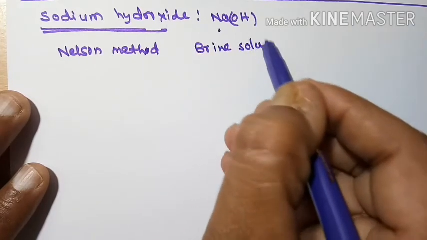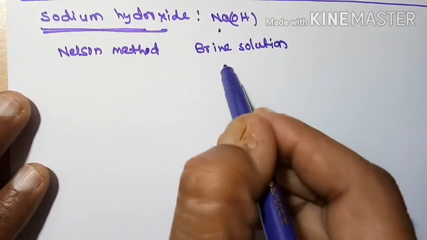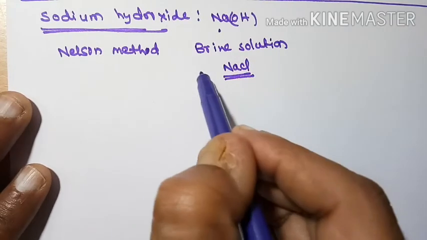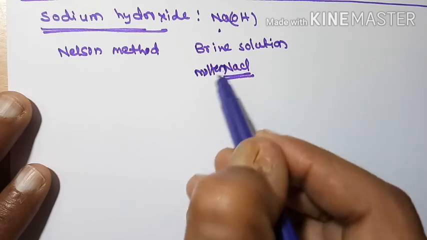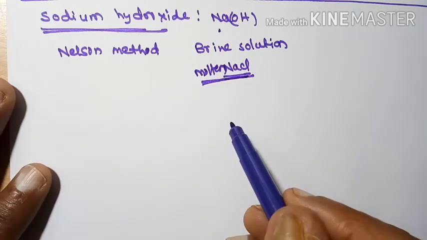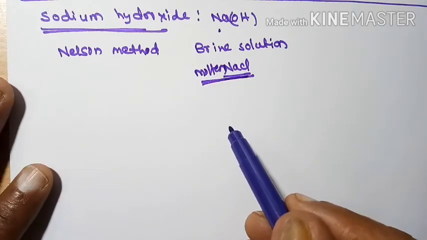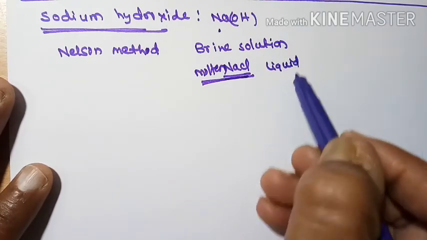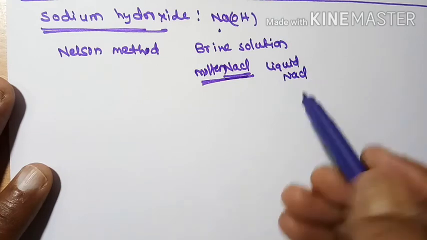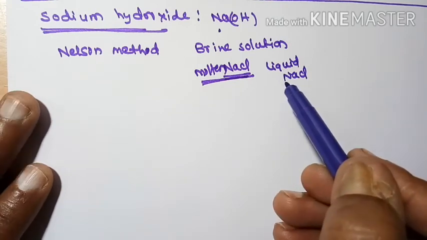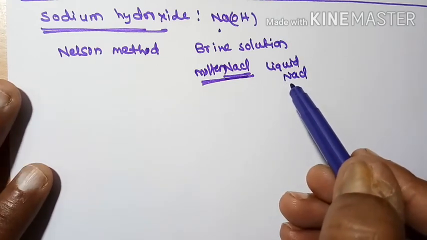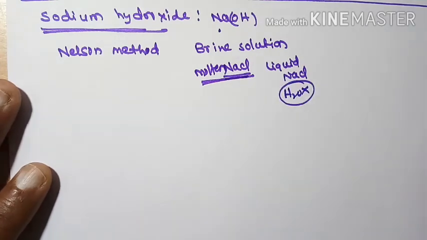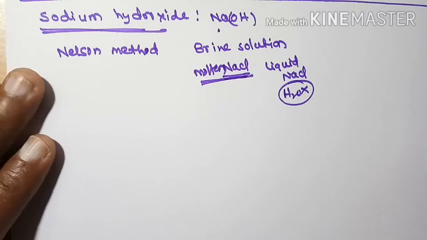Brine solution is nothing but sodium chloride. Molten sodium chloride is called brine solution. Molten sodium chloride means liquid sodium chloride. That means only NaCl liquid molecules are present in that solution. No water is present. Now how will we prepare?